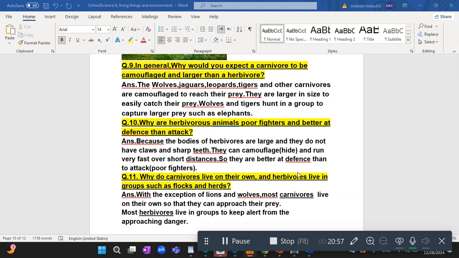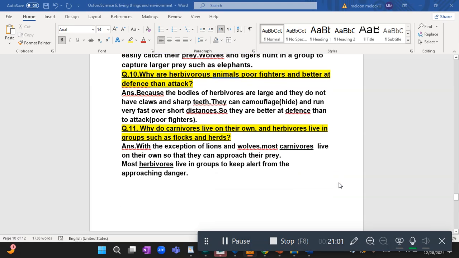Question 11. Why do carnivores live on their own and herbivores live in groups such as flocks and herds? Answer. With the exception of lions and wolves, most carnivores live on their own so that they can approach their prey. Most herbivores live in groups to keep alert from the approaching danger.